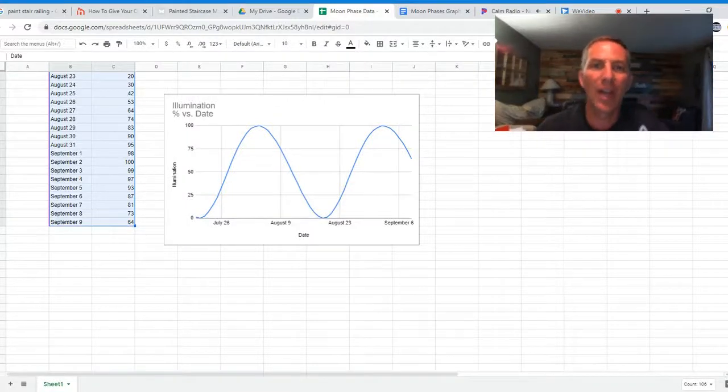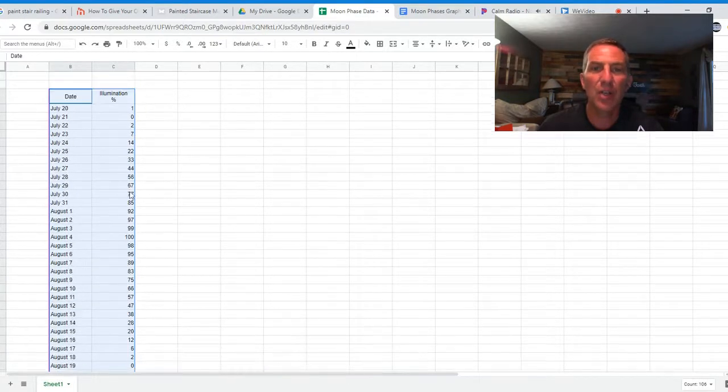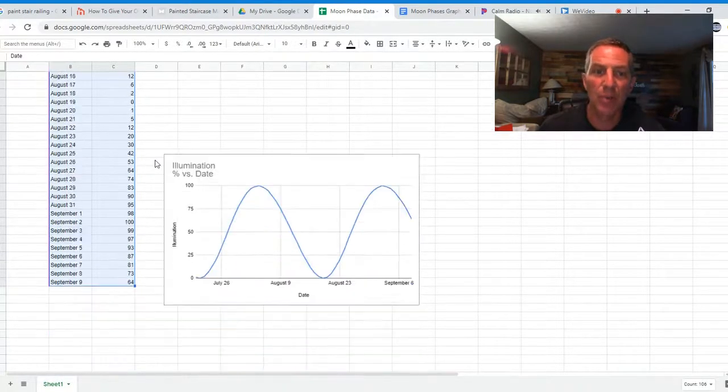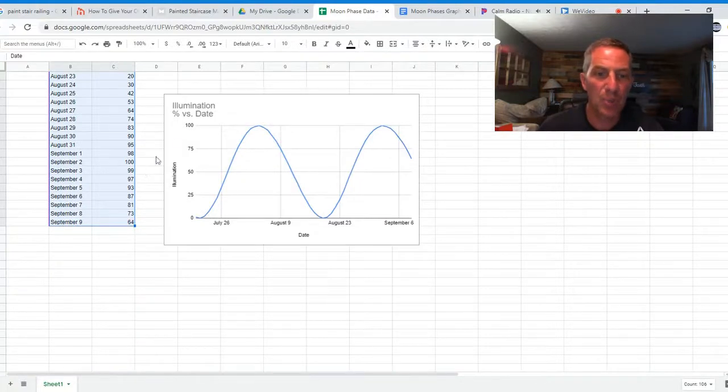Adjusting the grid lines on your graph will make it easier to read. Here I have all of my data from July 20th to September 9th, the illumination of the moon as seen from the Earth, and we see it has this nice pattern where it increases to 100, decreases down to 0, increases to 100, decreases again.